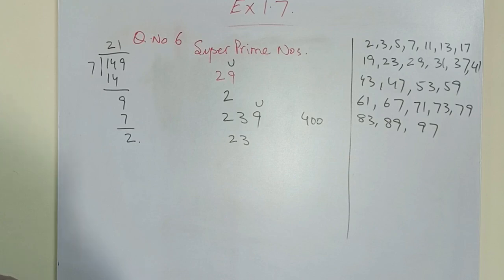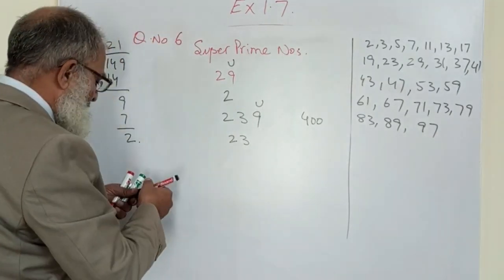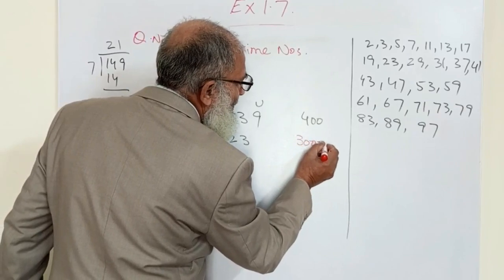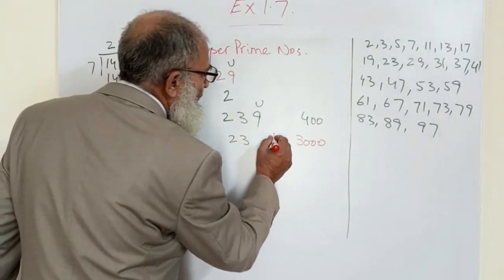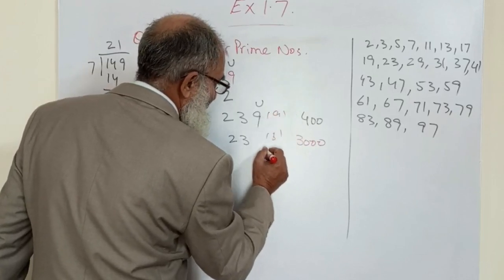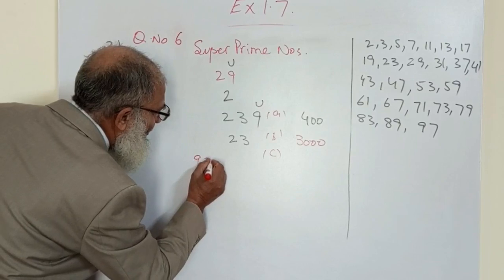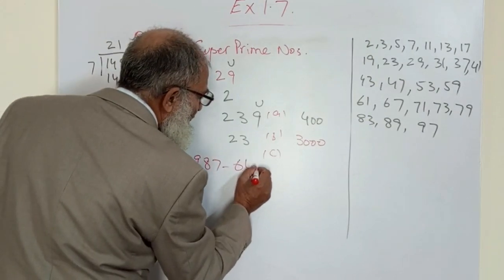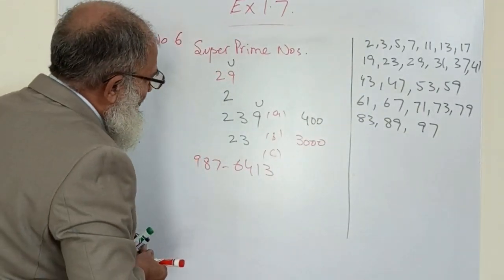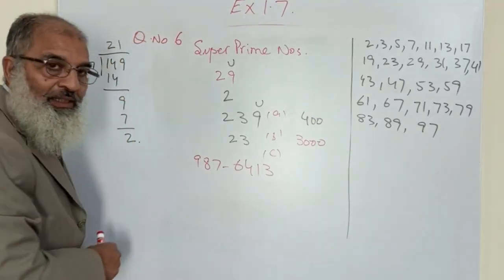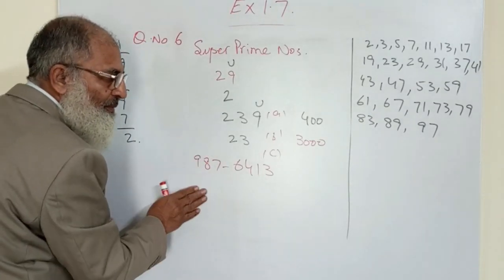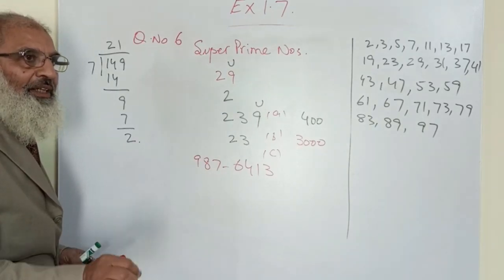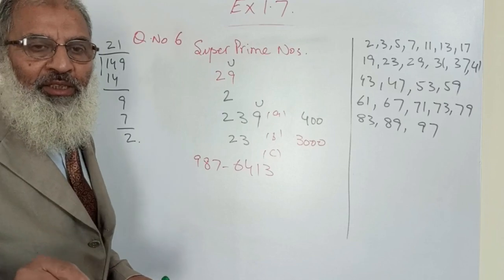Part B says, can you find a 4-digit super prime number less than 3000? This is part B, and part C says, now there is a telephone number written over here, 9876413. I have to find whether it is a prime number or not. So this is your task, and you must complete it. If you find any difficulty, you can ask me in the comment section below.